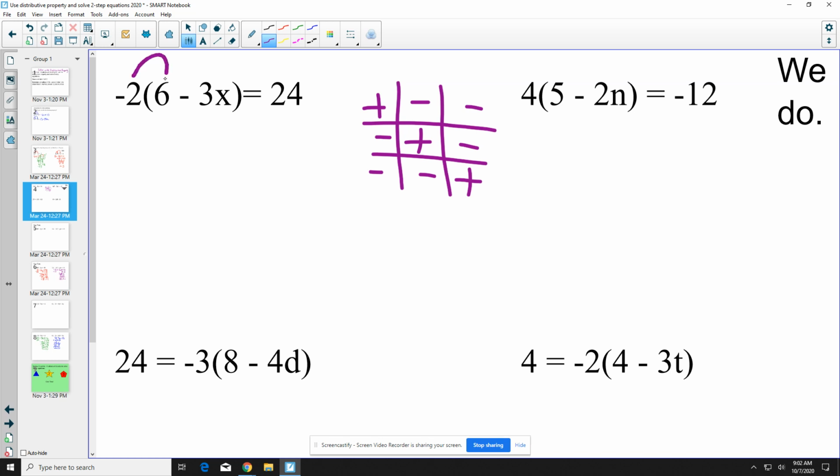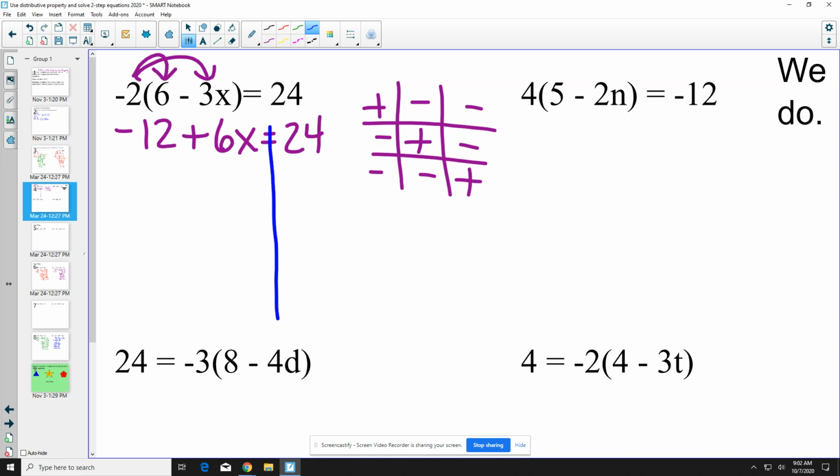Okay, first I'm going to take a -2 times 6. So a negative times a positive is a -12. Then I'm going to take a -2 times -3x. A negative times a negative is a positive. So I'm going to put plus 2 times 3, 6, and then put your x behind it. It equals 24. Okay, so first use the distributive property. Then on your paper, draw your line. Look at the side with the variable x. Remember, your first step is add or subtract.